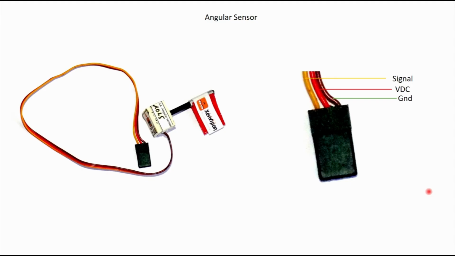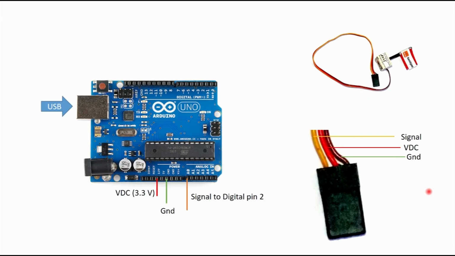As you can see, this sensor has 3 wires: signal, VDC and ground. Now the connection that has to be made with the Arduino board is as follows. The signal pin will be connected to analog input A0, VDC will be 3.3 volts, and ground will be connected to the Arduino ground. After that you have to open your Arduino IDE.